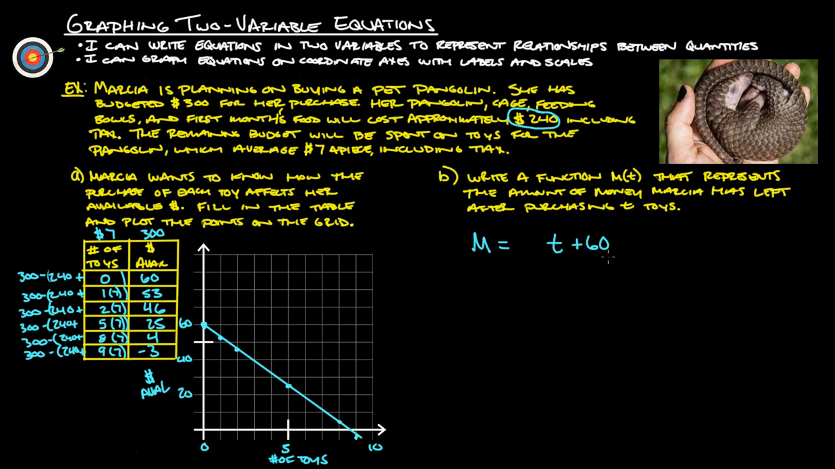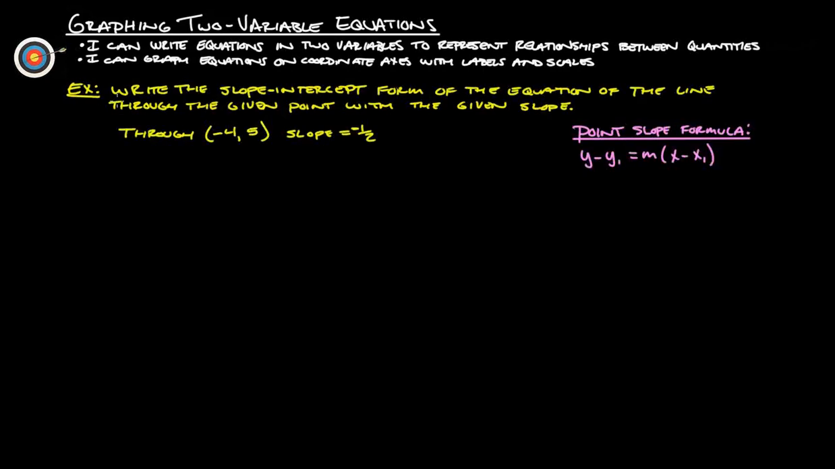So if she buys no toy, she's going to have $60 left over. And then each toy takes this down. Since the slope is going down as we go left to right, it's going to be a negative number, right? And each one takes it down $7. So our equation should be the money she has left is going to equal -7, that's our slope, times t, the number of toys she buys, plus the $60 that she had left over from the total cost.